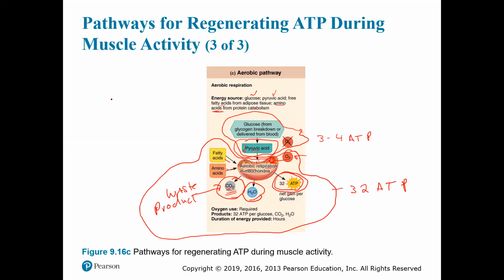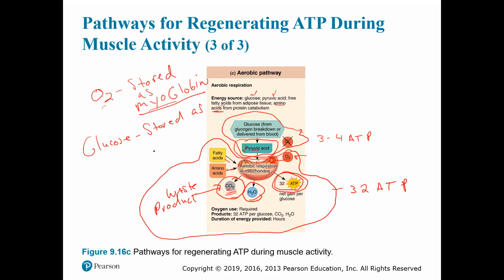So oxygen in the skeletal muscle, oxygen is stored in the skeletal muscle. So listen to this recording. Stored as or in myoglobin. So that's the skeletal muscle storage of oxygen, myoglobin. And then glucose is stored as glycogen.